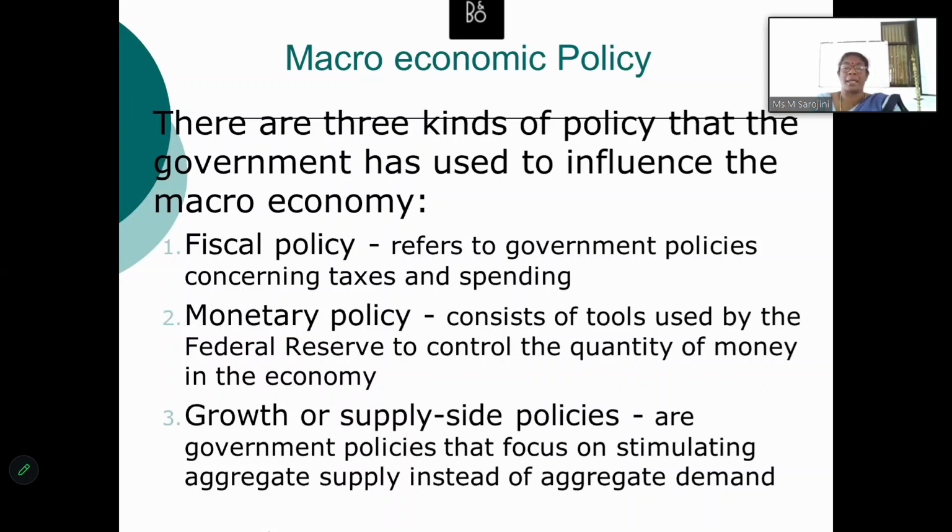The policies are the same, but the implementing partners are different. They all try to stabilize the price level.